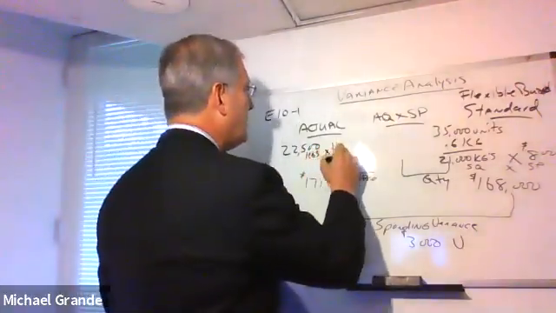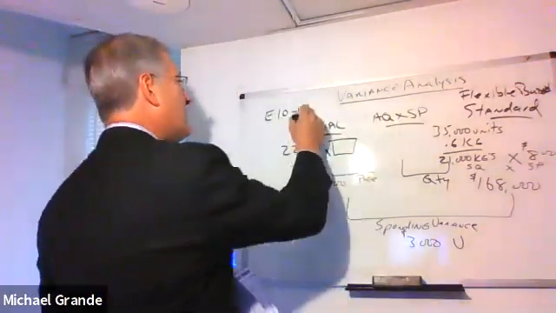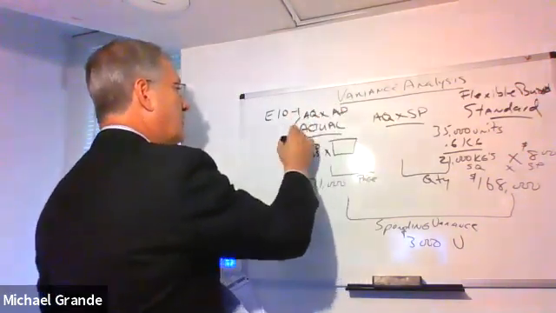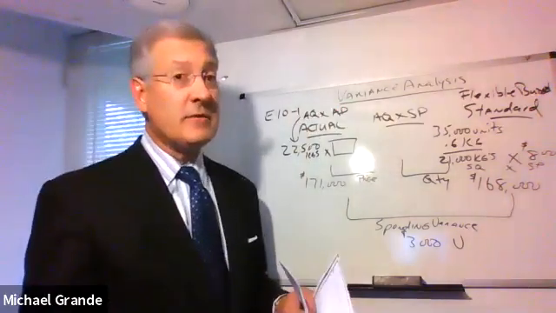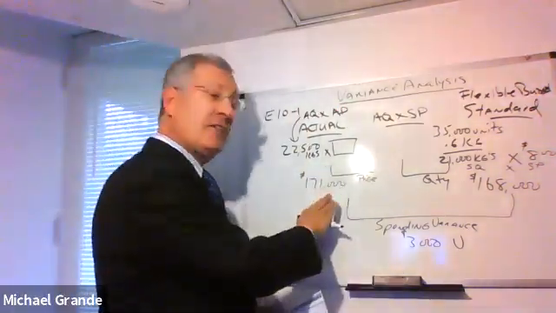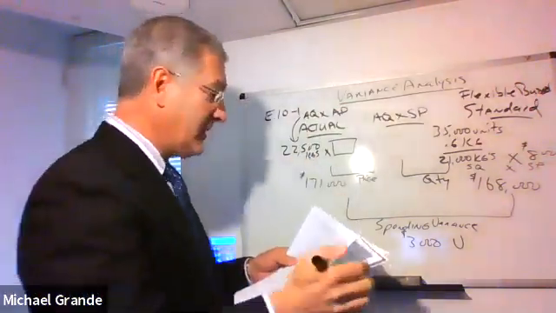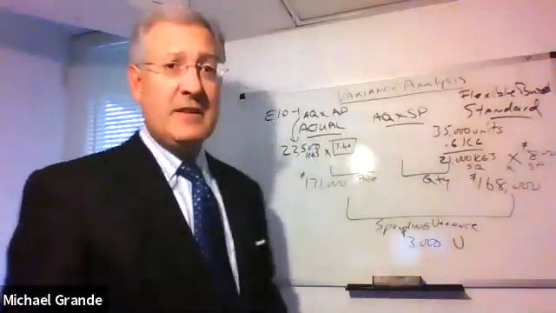So what was the actual price, right? Because remember, this is AQ times AP. AQ is the 22,500. What is AP? Well, they didn't tell us, but we can figure it out because they spent a total of 171,000 for 22,500 kilograms. They spent $7.60 to get to 171,000.